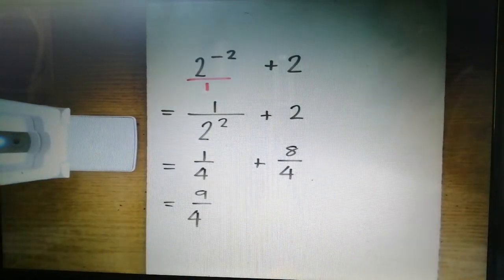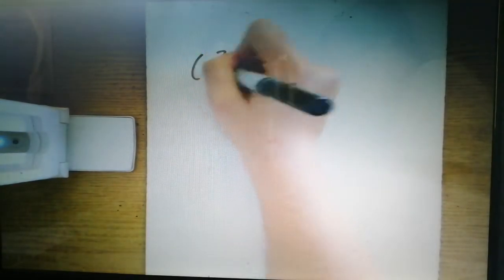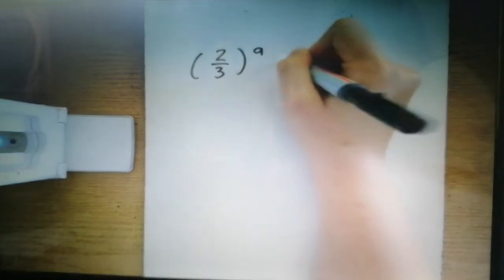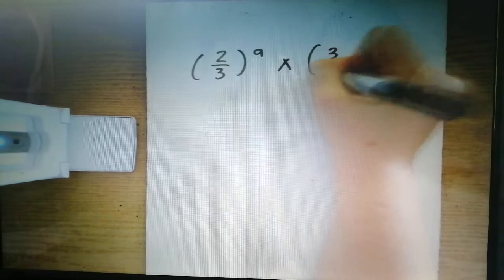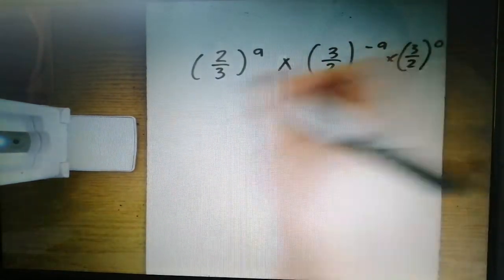Okay. And then lastly, I've got 2 over 3 raised to the power of a times 3 over 2 raised to the power of negative a times 3 over 2 raised to the power of 0.